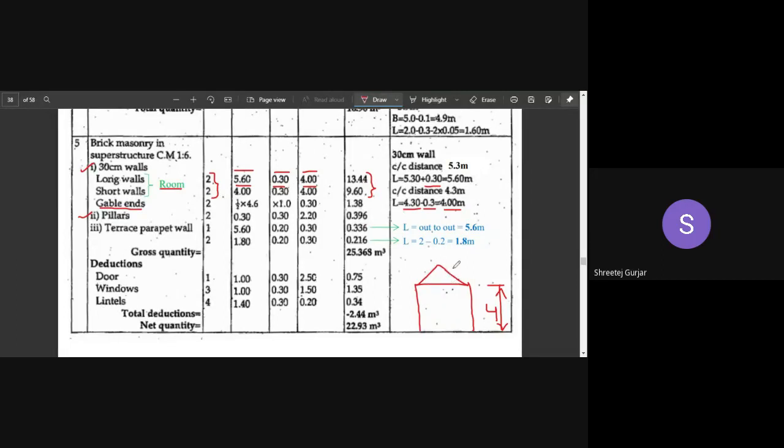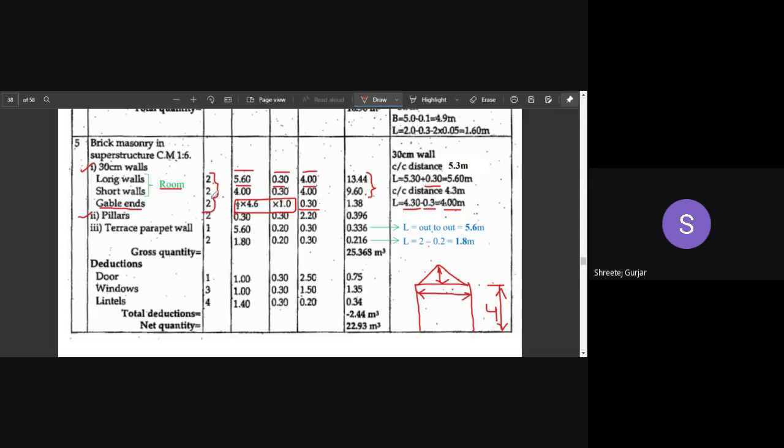So this is your gable end. How can you calculate it? Half base into height. This is the base of your triangle, and this is the height of your triangle. So the base is 4.6, and the height is 1 meter. I have shown you the height is 1 meter. And the thickness of this wall is 0.3.